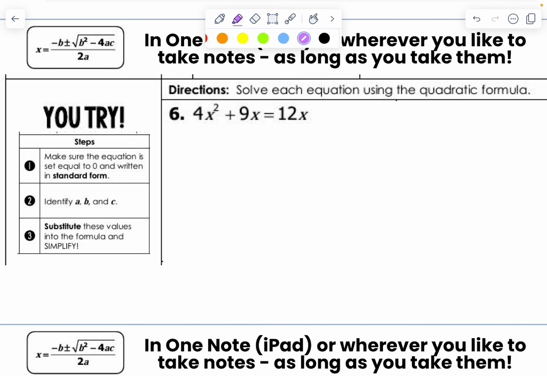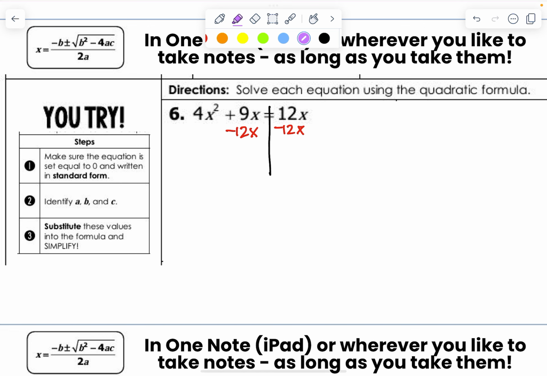All right, I'm gonna do number 6. 4x squared plus 9x equals 12x. First things first, we need to make sure the equation is equal to 0, and right now, it isn't, because there's this term over here. You got to go mathematically. I'm going to take away 12x. Whatever I do on one side, I do to the other, and I line them up.